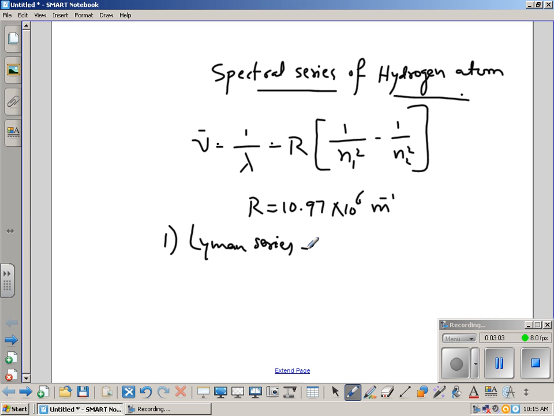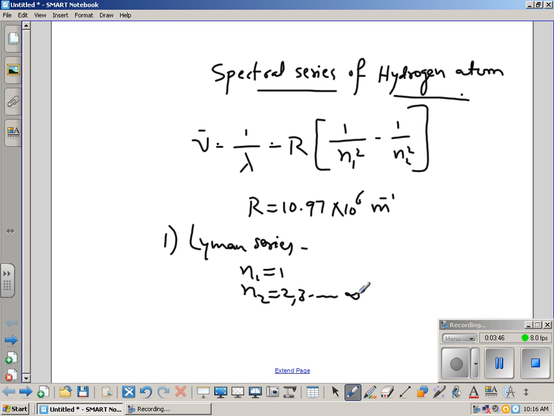In the above equation, if we take N1 as the first orbit or K orbit, you can indicate it by letters K, L, M, N or by the number of the orbit 1, 2, 3, 4. When the electron jumps from outer orbits to the first orbit or K orbit, some radiation is emitted that belongs to the Lyman series. So you can take here N1 is equal to 1, N2 is equal to 2, 3, and so on up to infinity. You can substitute the values in the equation and get the wavelength of the first spectral line, second spectral line, and so on.